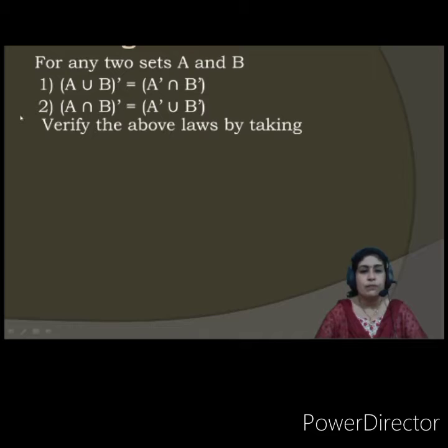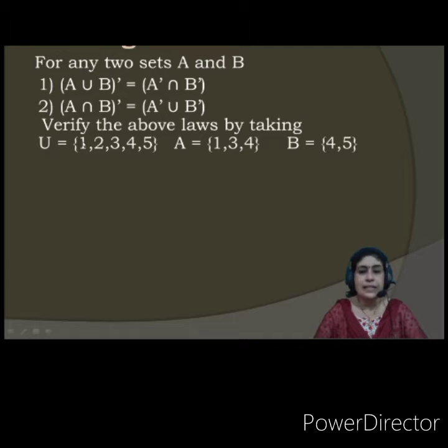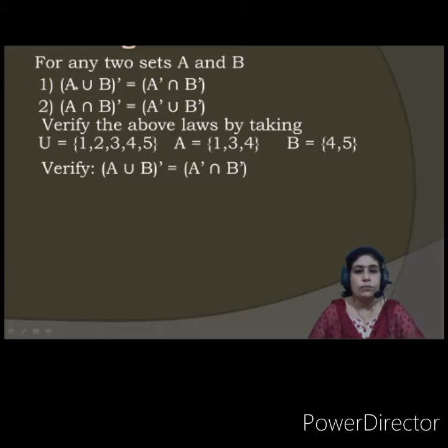Verify the above laws by taking the given sets: universal set is 1, 2, 3, 4, 5, A set is 1, 3, 4 and B set is 4 and 5. Okay, so let us verify this first law, which says A union B complement is equal to A complement intersection B complement.